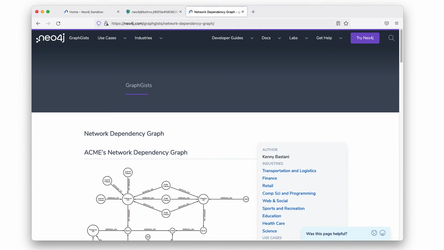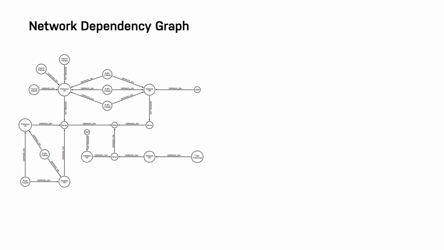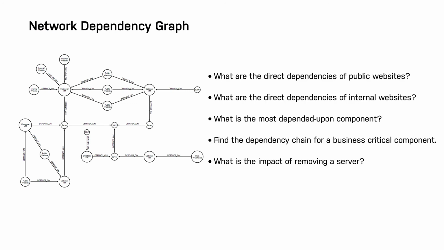One of our Neo4j community members contributed this sample data model to demonstrate how one might use a graph to identify network dependencies. Here is the data model. You can use this type of data model to answer these questions.